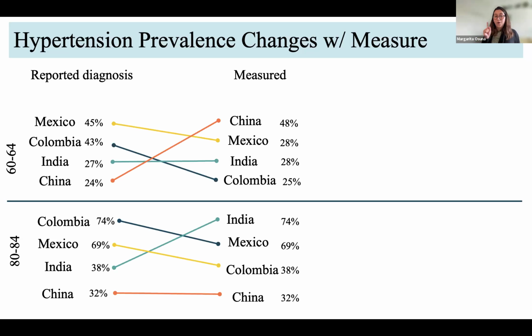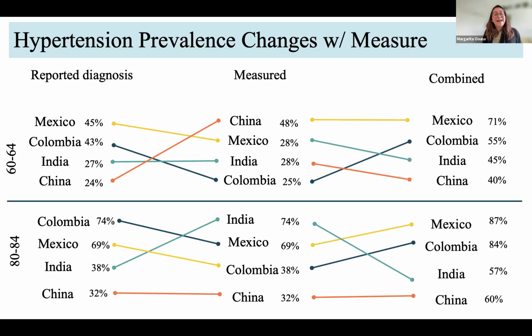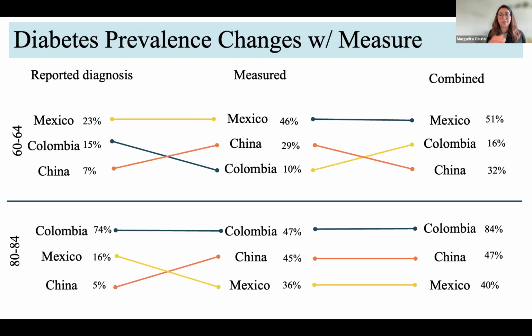But if we looked only at the measured data, the story would be different. The ranges of the prevalence vary. And then if we have a combined measurement of both of them, it still is different. And so we thought this was really interesting. This happens both in hypertension and with diabetes. And oh my gosh, I have one minute.